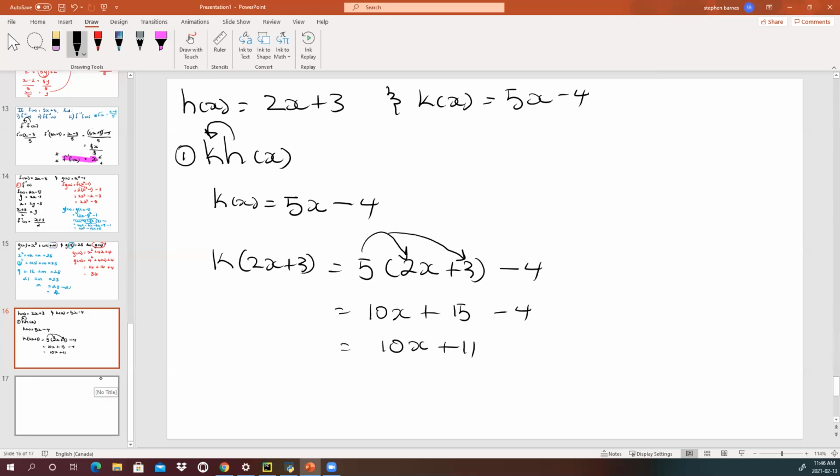So that's the first function, KH. And I think I'm going to write the KH function up here because at the end we're asked to find KH of -1. So I'm just going to put it up top where I can see it and remember it. So the function KH equals 10x plus 11. All right, just for a friendly reminder. All right, good.